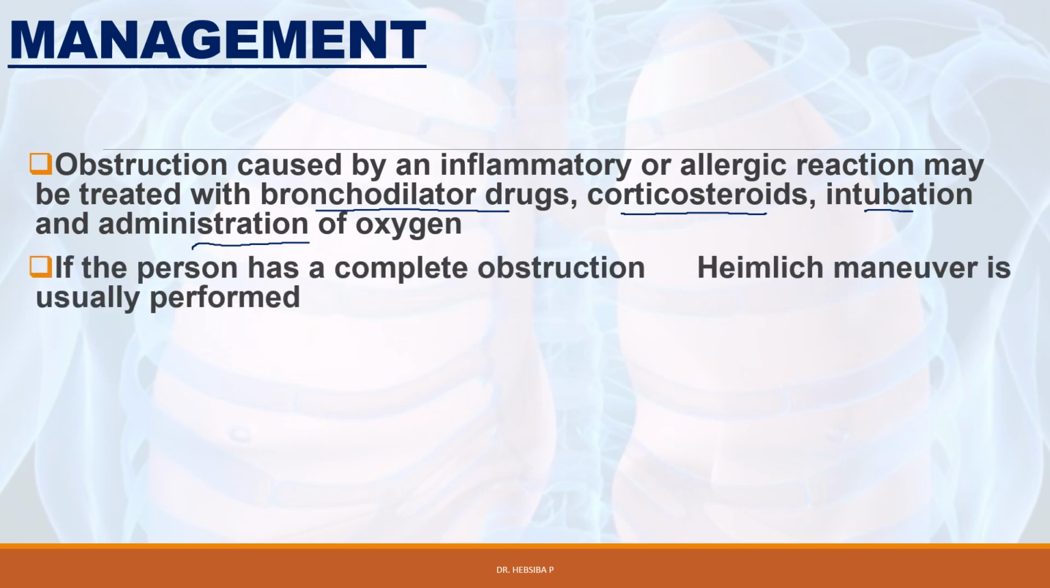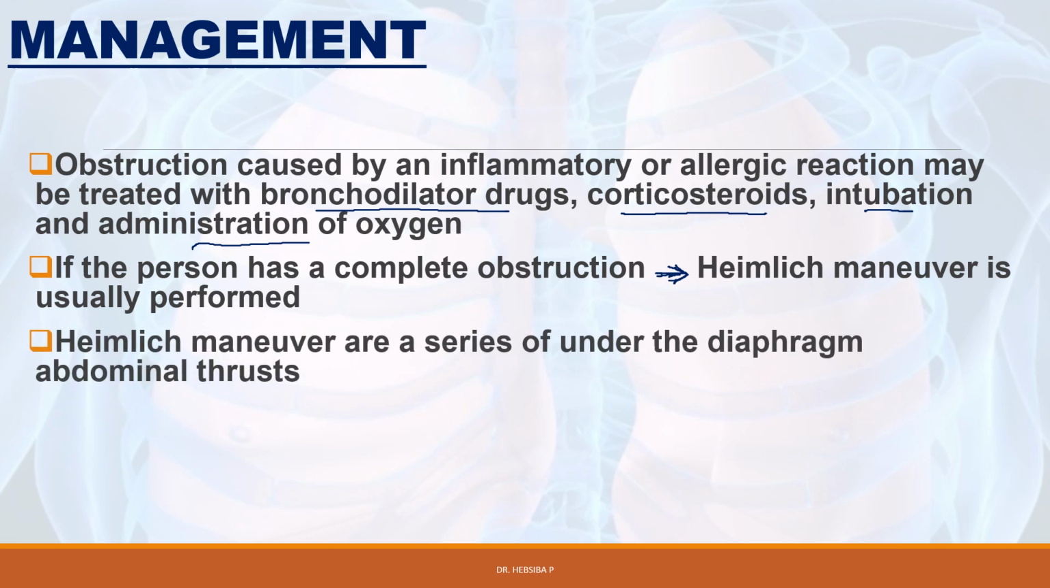If the person has a complete obstruction, then we are supposed to do the Heimlich maneuver as the option for management. The Heimlich maneuver is a series of under-the-diaphragm abdominal thrusts, as you can see in videos, when a patient develops choking accidentally. As a first aid, we usually do the Heimlich maneuver.